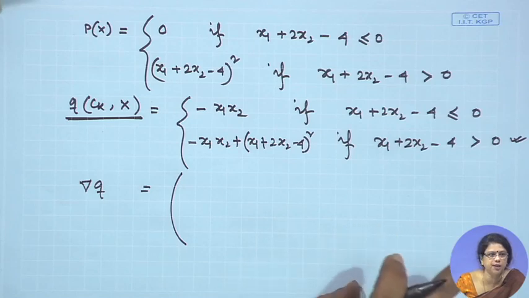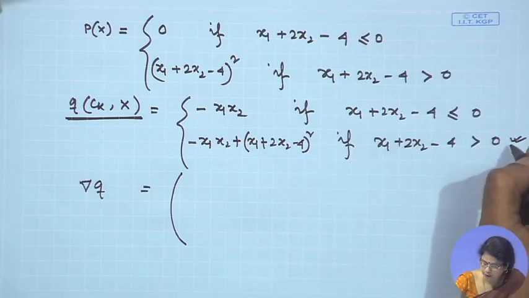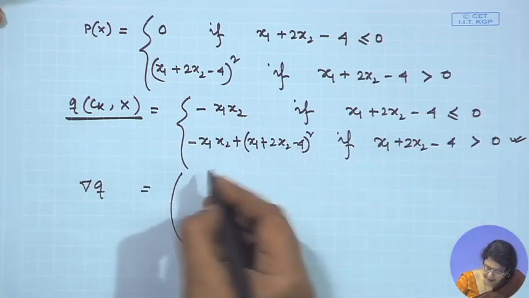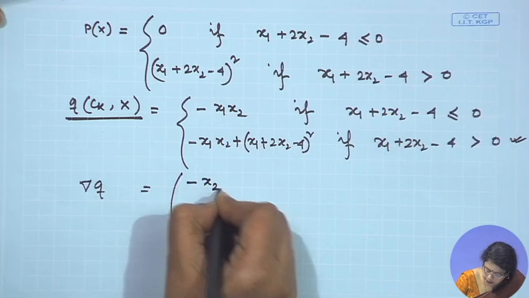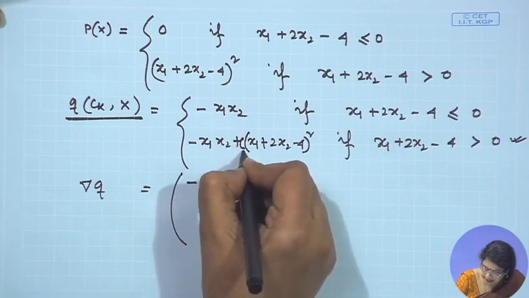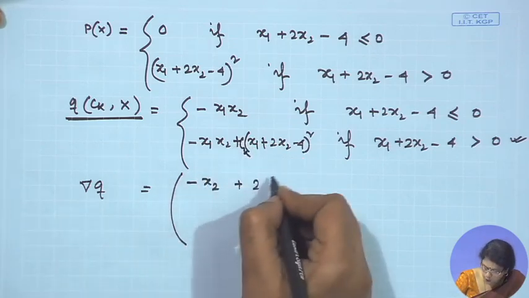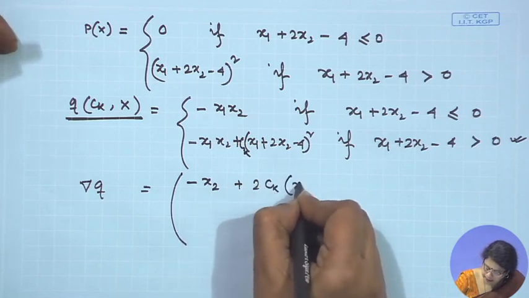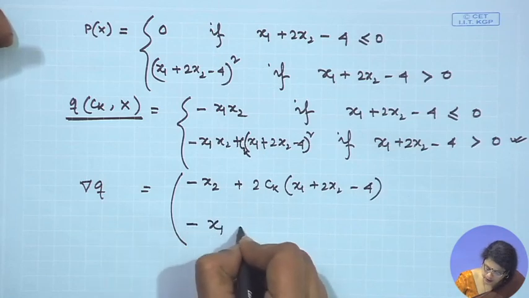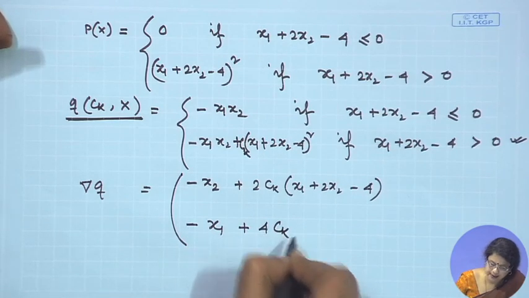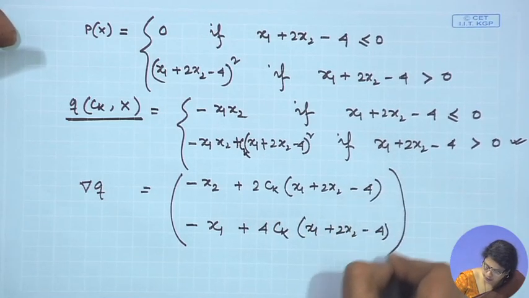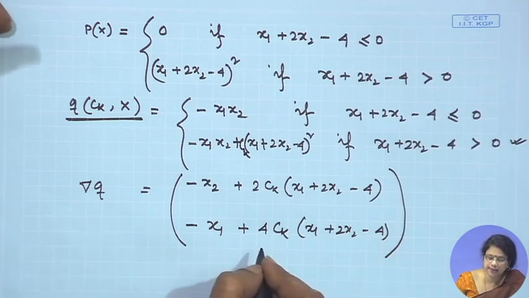All right. For a specific C, we will consider the case where Q value is in the infeasible space. That is why if we just consider the gradient, the first one would be x1 minus x2 plus 2 Ck (x1 plus 2 x2 minus 4), and minus x1 plus 4 Ck (x1 plus 2 x2 minus 4). I forgot to put the C here, that must be Ck. Okay. This is the gradient.